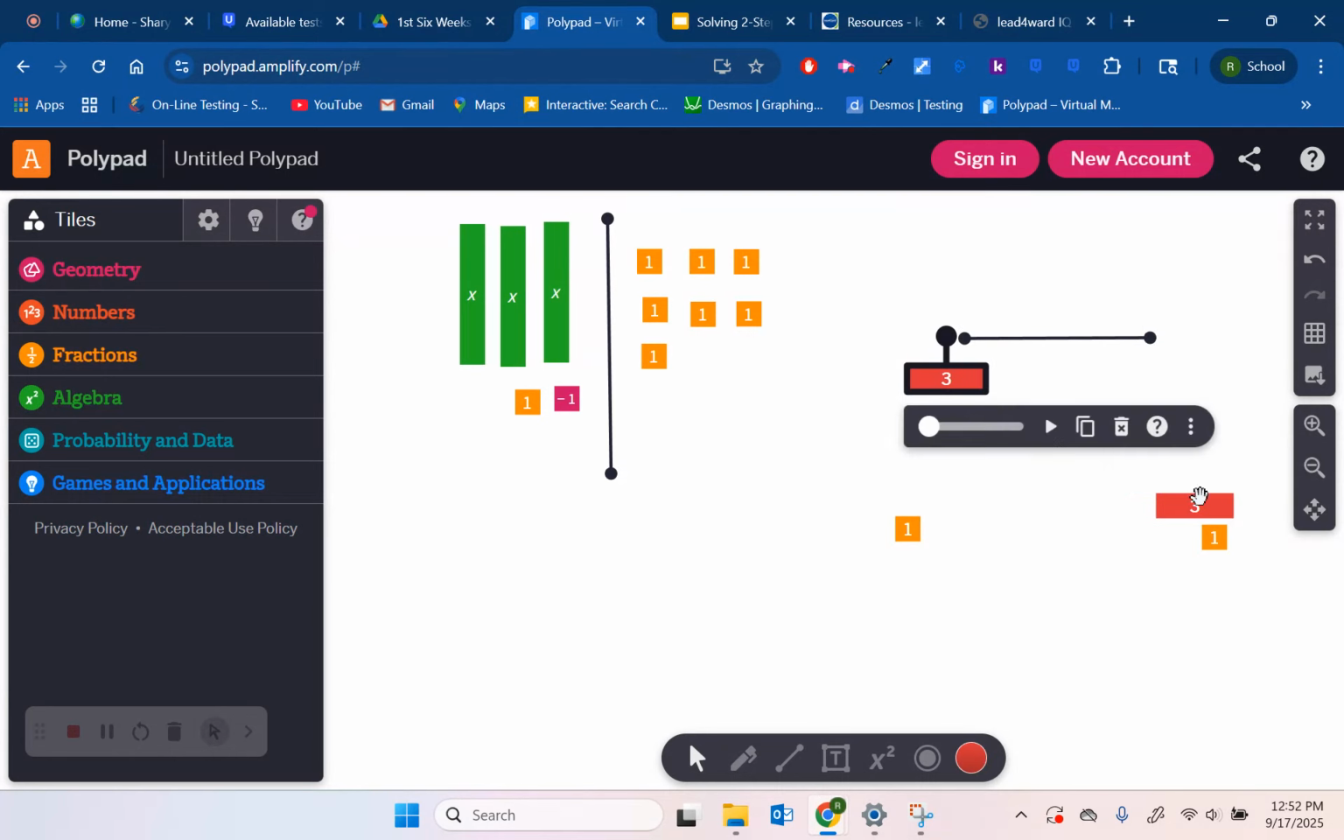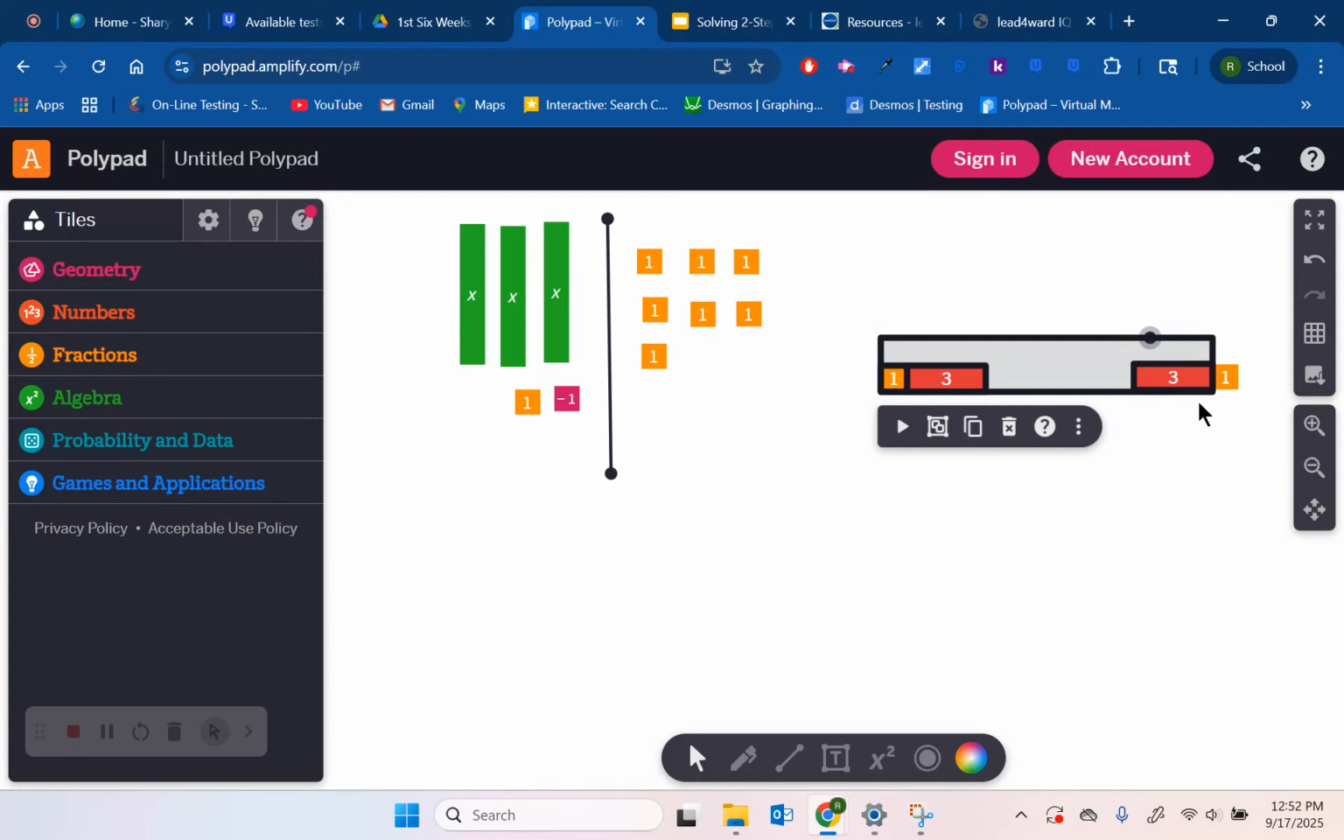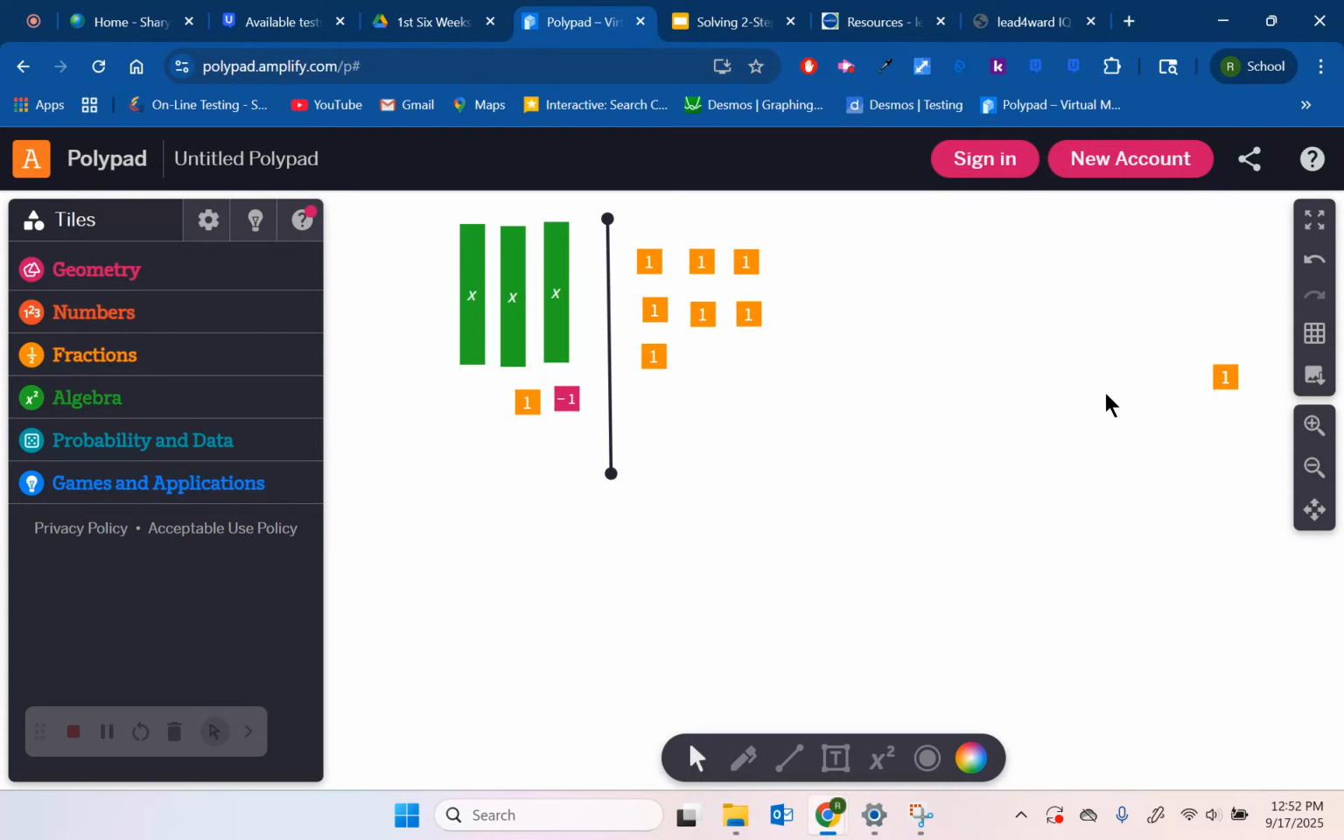Let's say I've got 3 here and I've got 3 here, and I add a pound. Well, I better add a pound on this side to keep everything balanced. Is that making sense? Good. So that's the gist of what we're doing there, right?